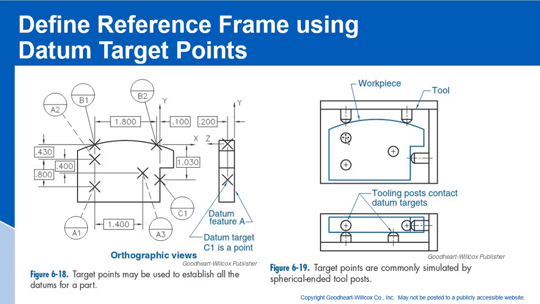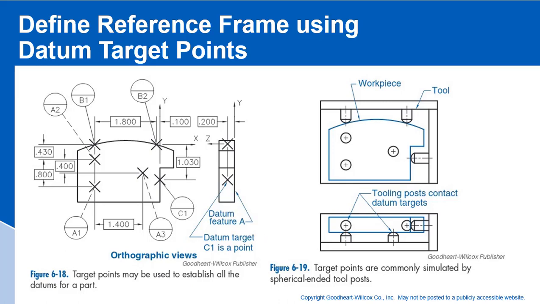3 points define a plane, so we have these 3 points here on our simulator that pick up the part. Then we have our 2 points for datum B, and our third point here for datum C. Target points may be used to establish all of the datums for the part, and target points are commonly simulated by spherical ended tooling posts.